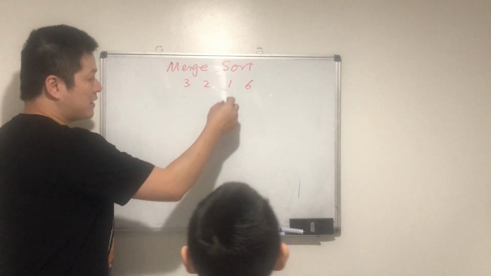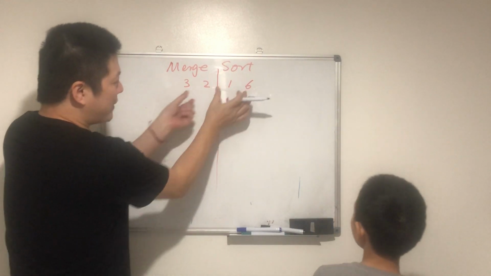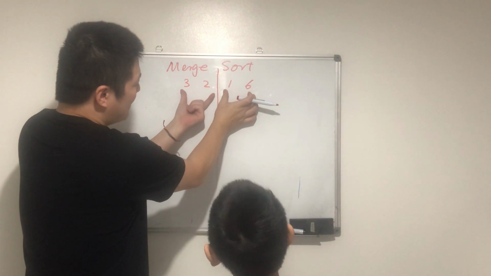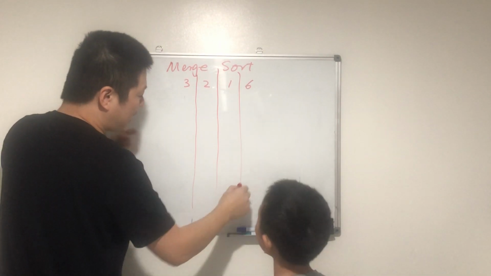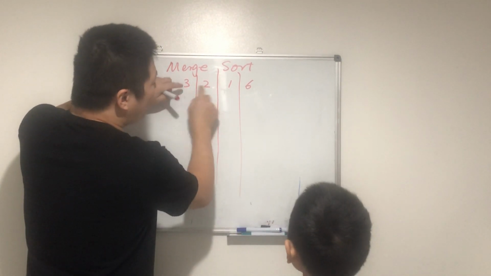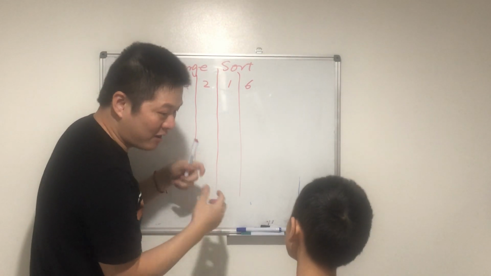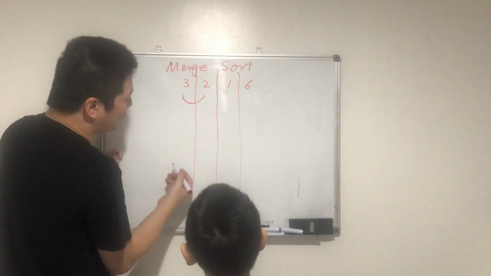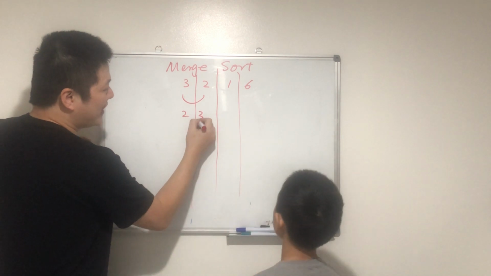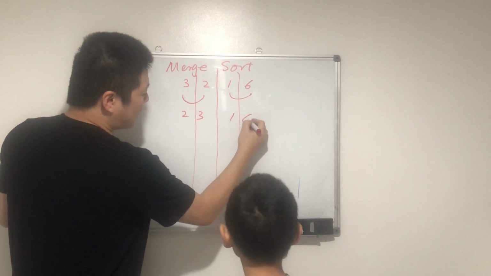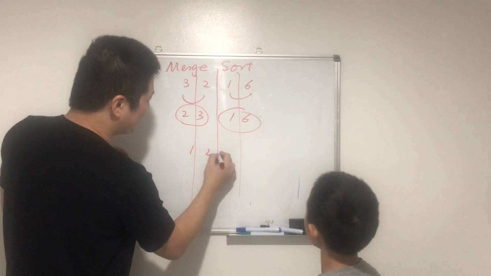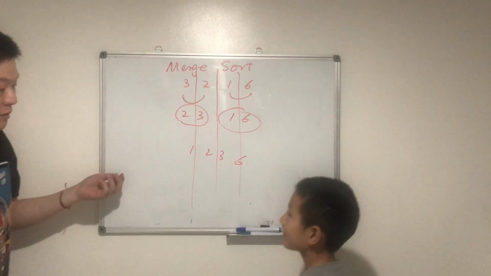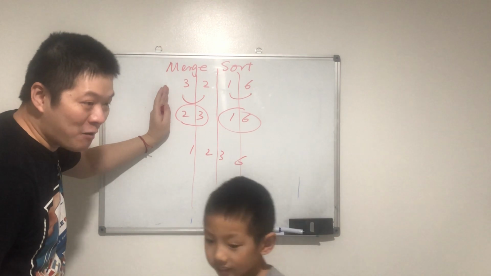Look, first of all, divide it into 2 pieces, 2, 3 and 1, 6. And then divide these 2 pieces again, put it into half. So these 4 pieces are already sorted on their own, right? If we merge these 2, we have 2, 3. If we merge these 2, there will be 1, 6. And if we merge 2, 3 and 1, 6, then it will become 1, 2, 3, 6. So you see how we get it?